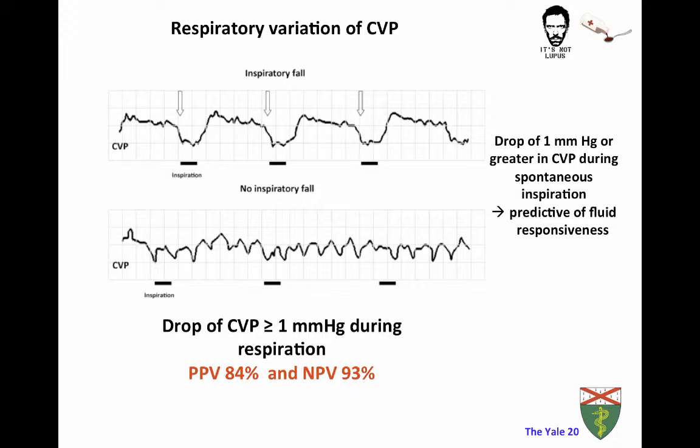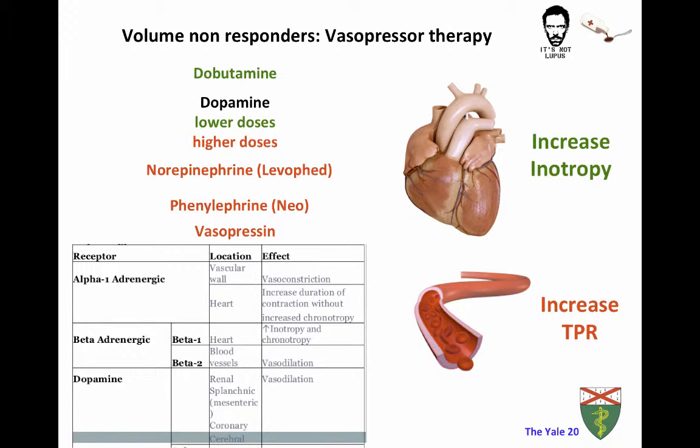Here we can see in the top panel an inspiratory fall marked by the arrows, and each inspiration is marked by the black bar beneath the tracing. In the bottom panel, during inspiration, there is no associated inspiratory fall in the CVP. The variation that is seen in the lower panel is due to inherent variations in the CVP due to atrial and ventricular contractions.